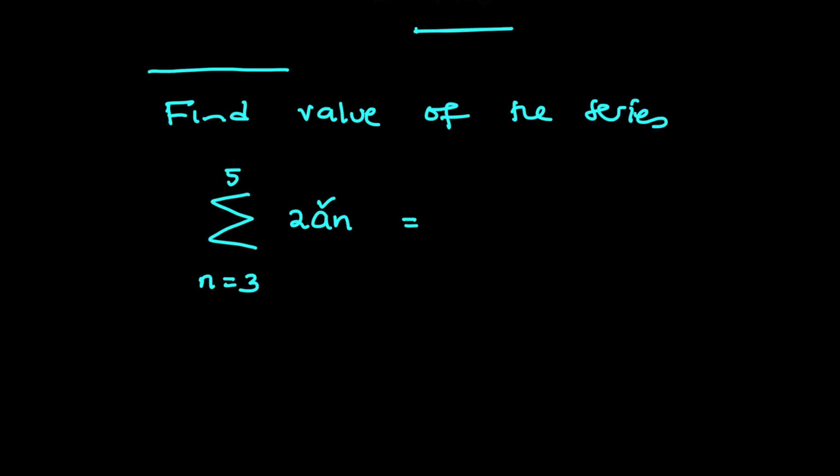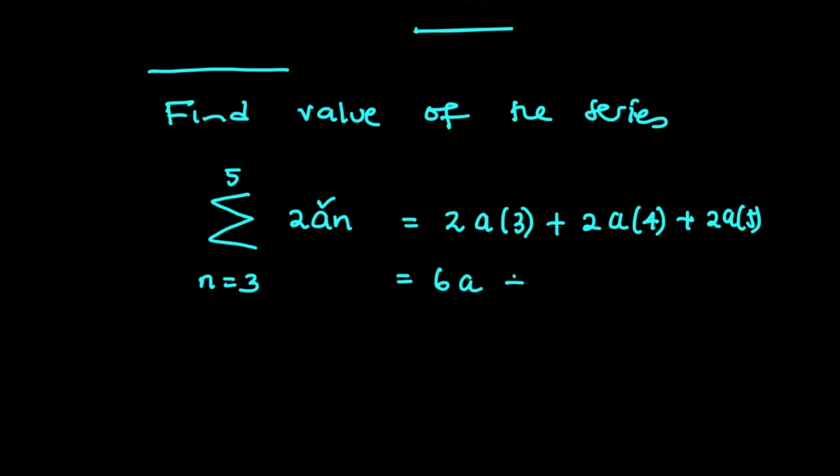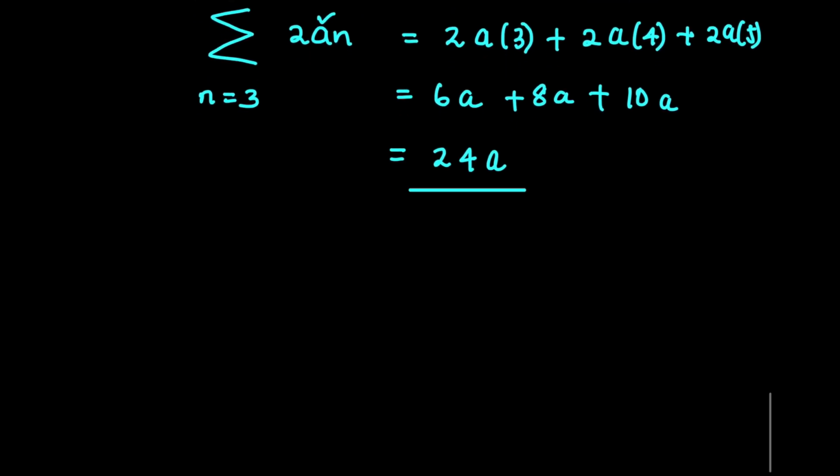We are starting from n equals 3. This is 2 times a times 3, plus 2 times a times 4, plus 2 times a times 5. You see, it increases by 1. So 2 times a times 3 is 6a, plus 2 times a times 4 is 8a, plus 2 times a times 5 is 10a. So 10a plus 8a is 18a, plus 6a, I believe that is 24a. This is the value of the series. Okay, let's continue.